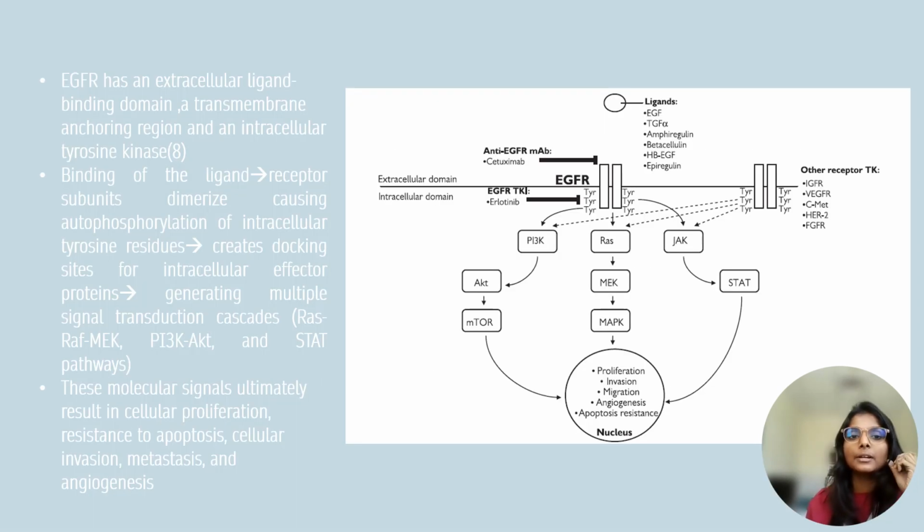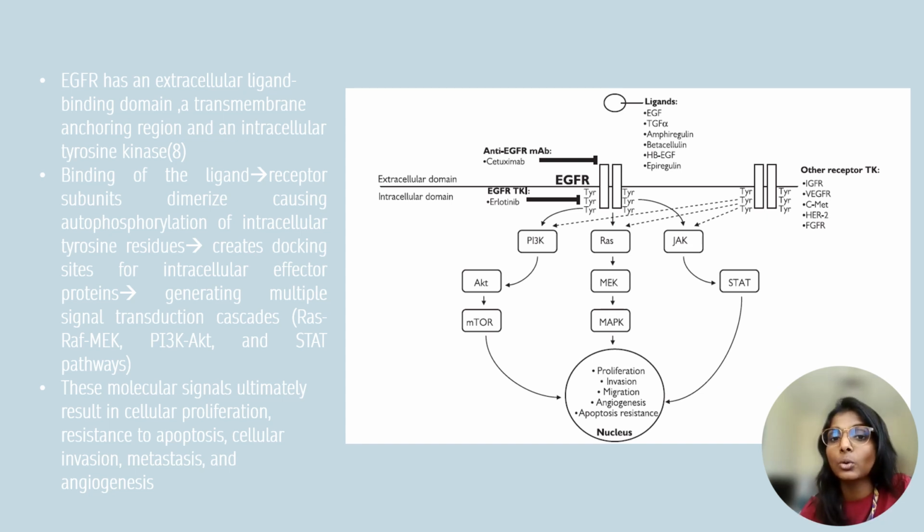Now this figure here illustrates the EGFR activation, inhibition, and signaling. EGFR has an extracellular ligand binding domain, a transmembrane anchoring region, and an intracellular tyrosine kinase. After binding of the ligand, which are growth factor proteins, receptor subunits dimerize, resulting in autophosphorylation of intracellular tyrosine residues.